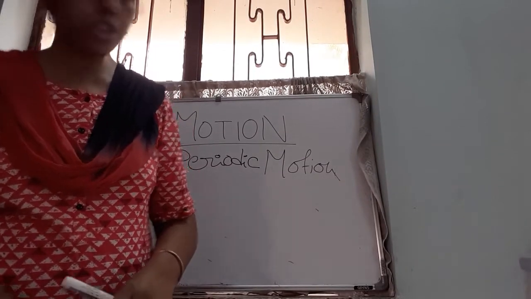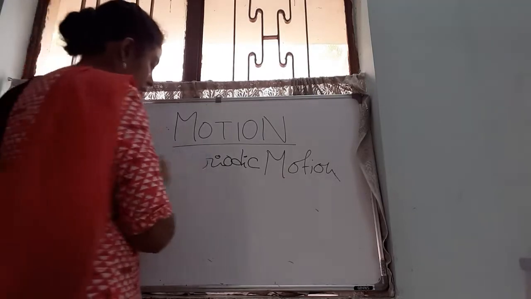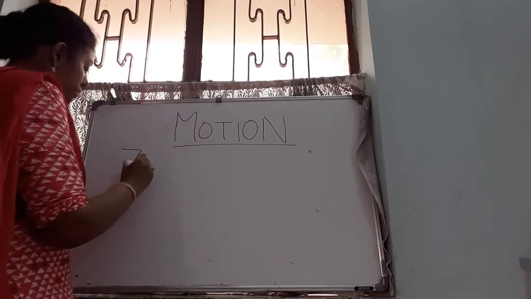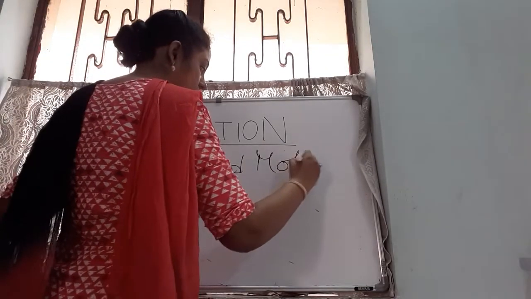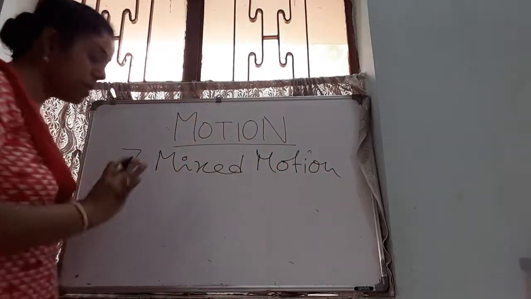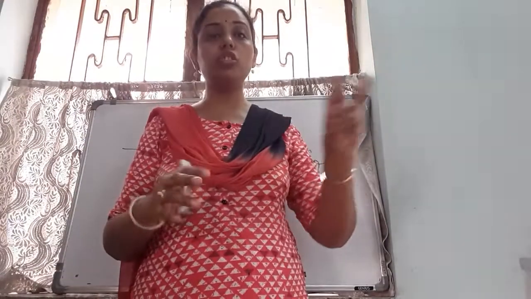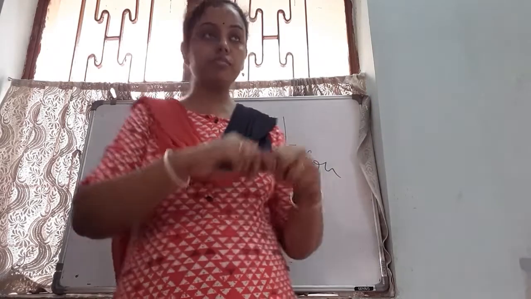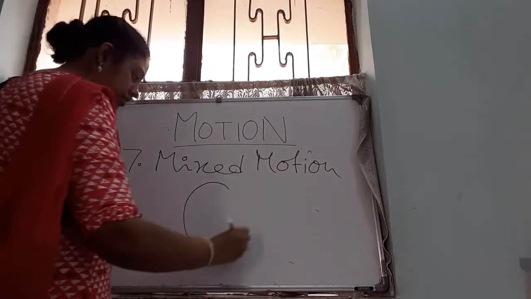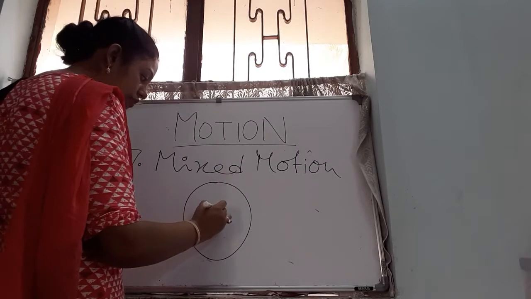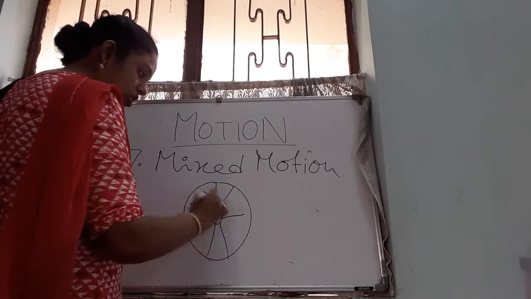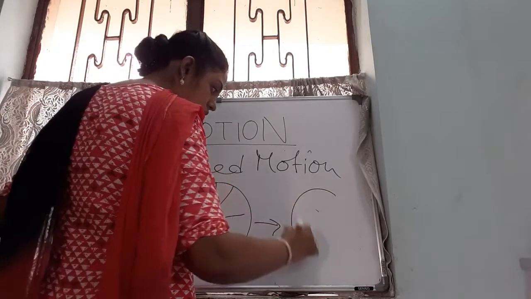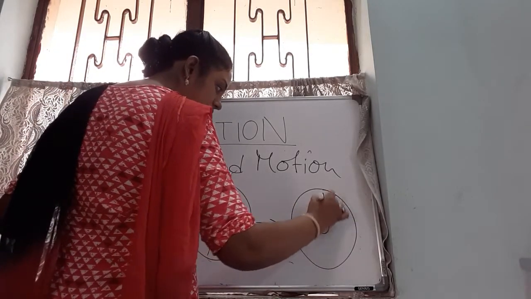The next one is mixed motion. What is mixed motion? Mixed motion, again from the name we can understand to some extent, is where there is a combination of two types of motion. Suppose a wheel of a car. The wheel of a car is moving from one position to another position.